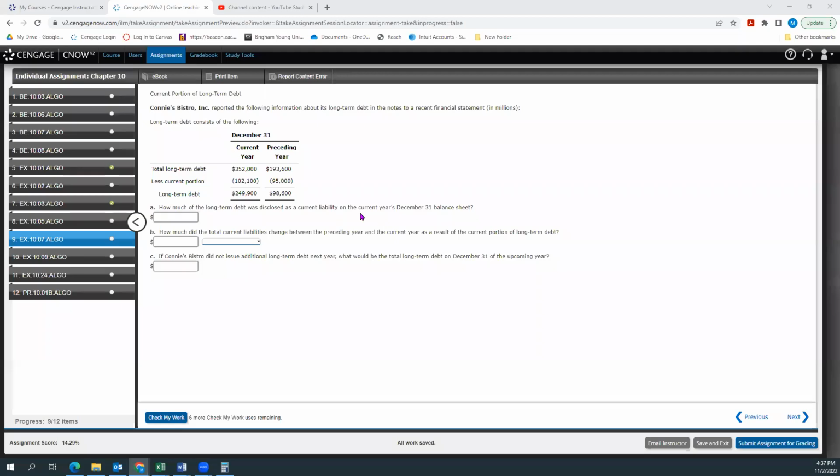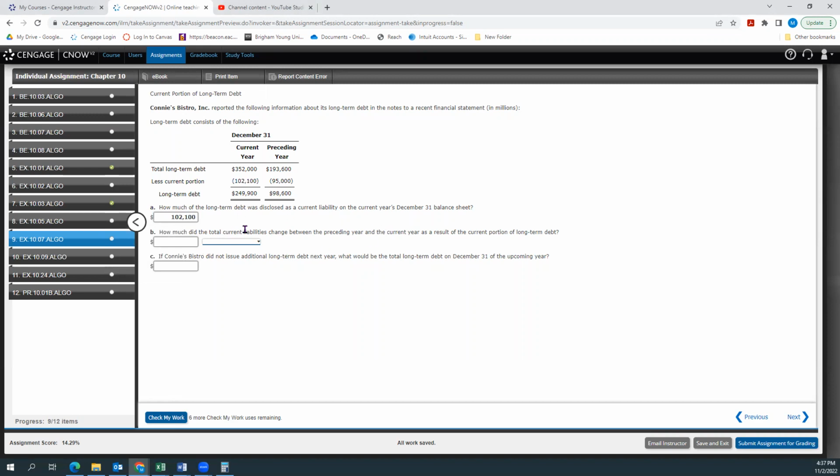So here's number 9 on the chapter 10 individual assignment. This is about Connie's Bistro, and they have some long-term debt, and then there's a current portion of that long-term debt. That means an amount that is due in the next year. So it says, how much of the long-term debt was disclosed as a current liability on the current year's balance sheet? So the portion that is current, meaning the portion that we're going to have to pay in the next year, that's the amount we report as a current debt. So I'm just going to say 102,100.